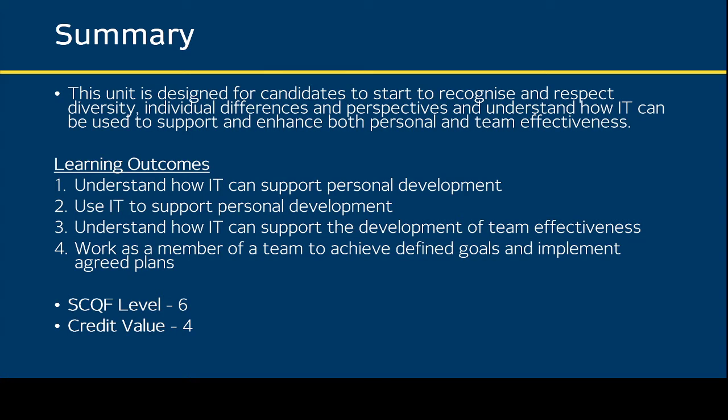Now, you'll notice there that it sort of repeats itself. Outcome 1 and 3 start off with understand, and that's because these are knowledge-based outcomes, and outcome 2 and 4 is performance-based. So outcome 1 is about having the knowledge and understanding about how IT can support personal development. Outcome 2 is about actually performing that in the workplace. 3 is about understanding how IT can help develop team effectiveness, and outcome 4 is actually using IT to achieve team goals. This unit is at SCQF level 6 and there's 4 credit values.